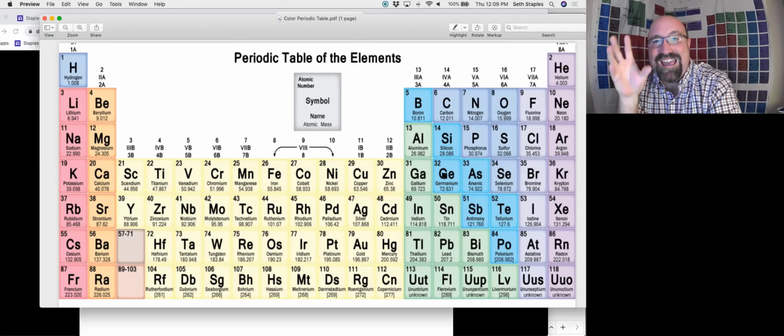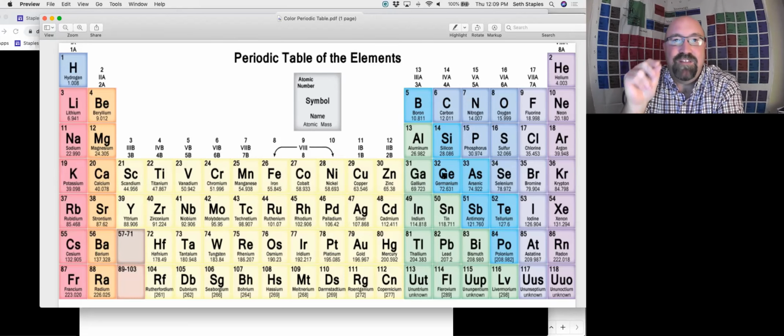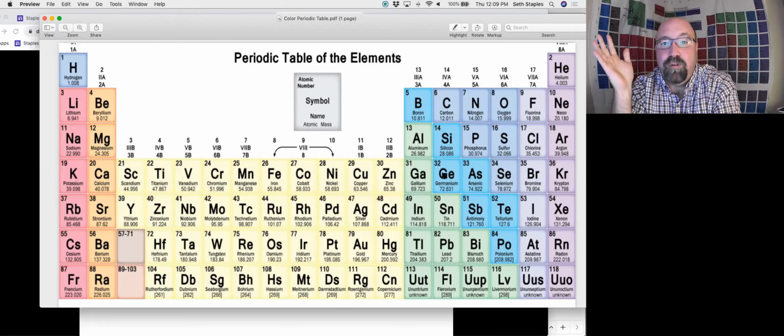He said these blank spaces that I'm leaving, these are elements that we haven't even discovered yet. And so he predicted that these are elements that had to exist for his table to work, for this repeating pattern of properties to be consistent. And he was absolutely right.